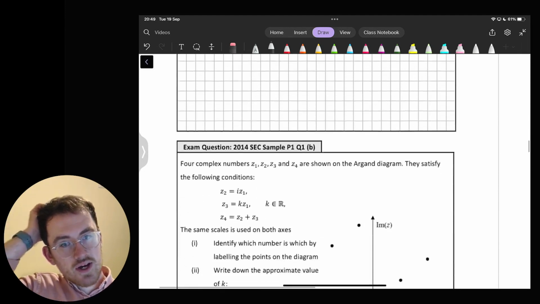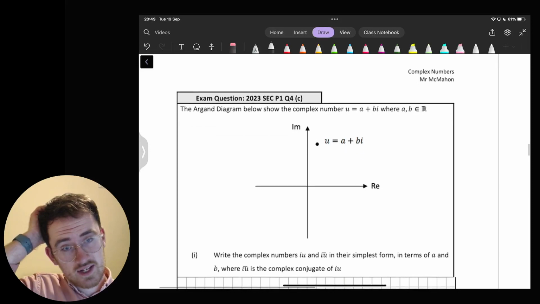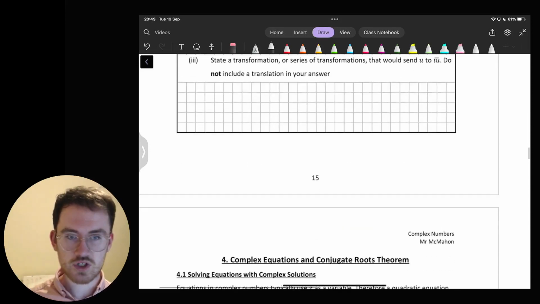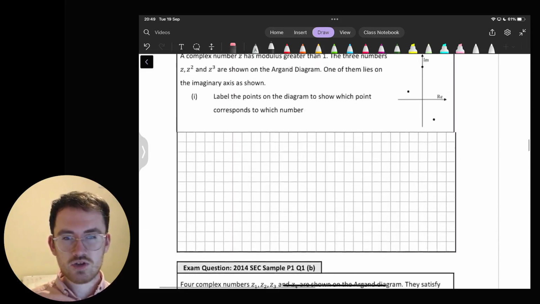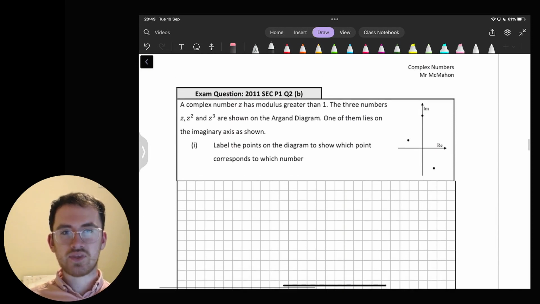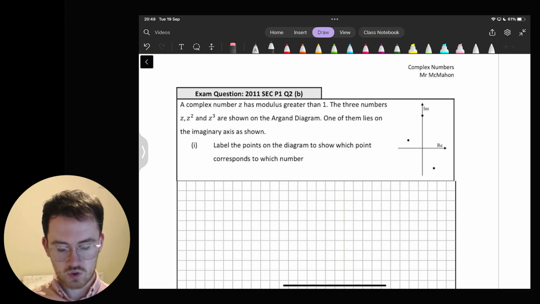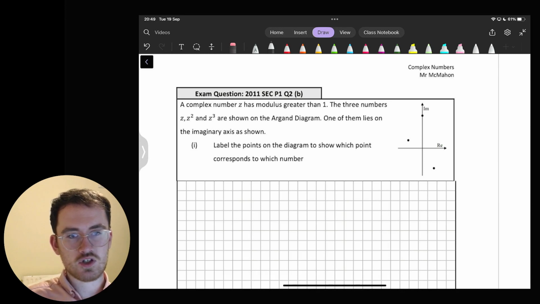Now the exam questions require us to have an understanding of what we're doing, I suppose, at each step here. So we're just going to talk through these few ones here. So a complex number z has modulus greater than 1. The three numbers z, z squared and z cubed are shown on the Argand diagram. One of them lies on the imaginary axis as shown. Label the points on the diagram to show which point corresponds to which number.